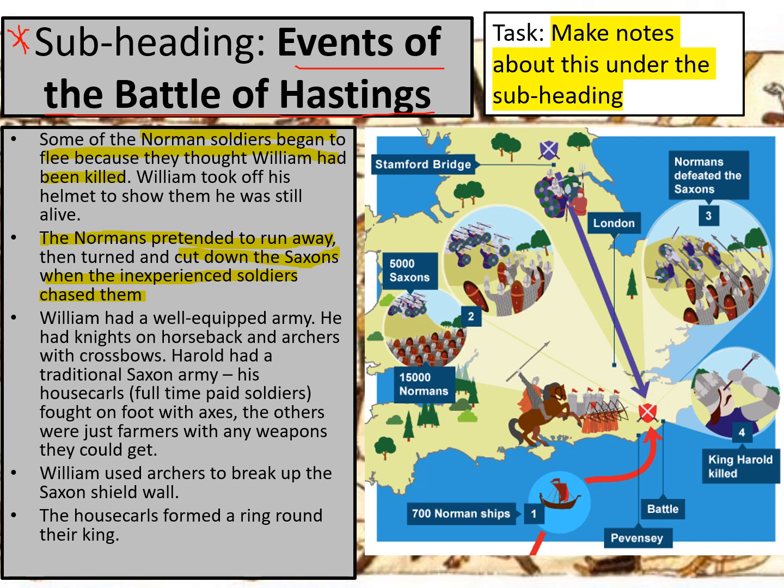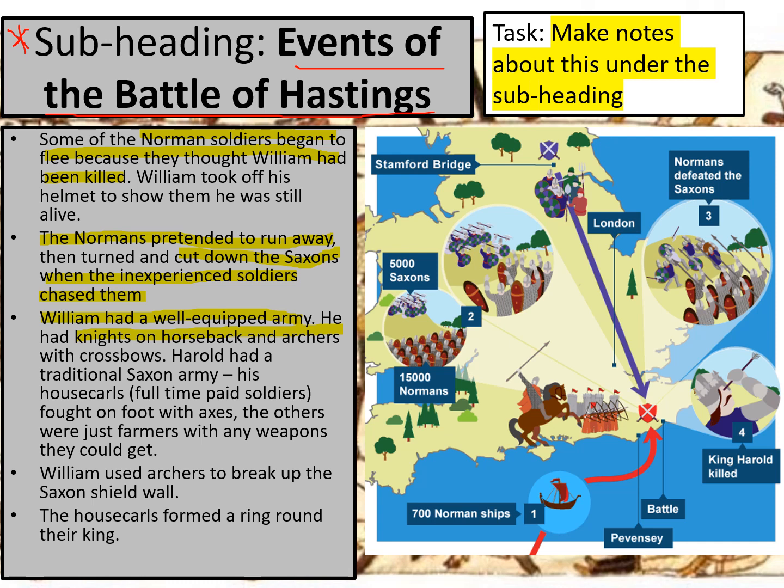They pretended to run away, the Saxons chased them, and therefore the Saxons were vulnerable to the more skilled soldiers that had a bit more energy than the Saxons had. William also had a well-equipped army. So for example, he had knights on horseback and archers, whereas Harold and the Saxons did not have a very skilled army at all.